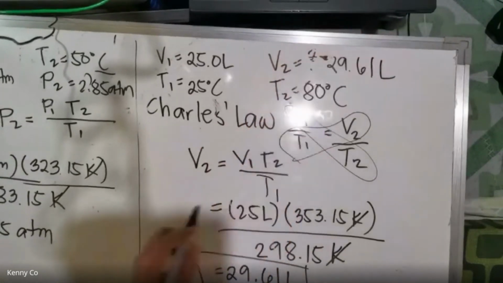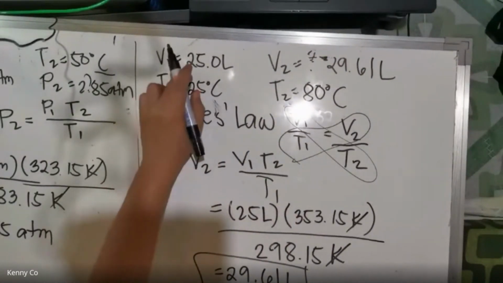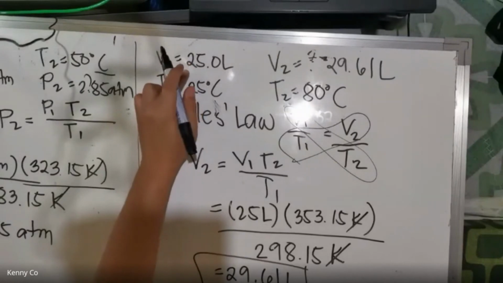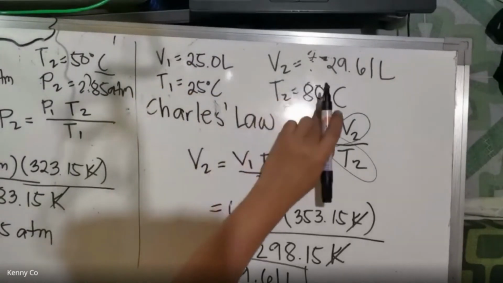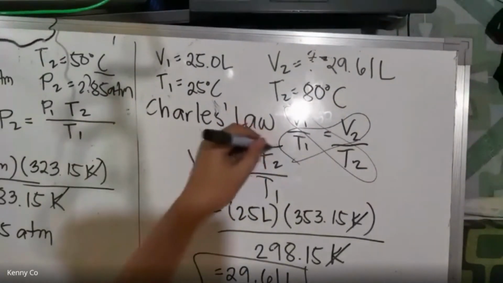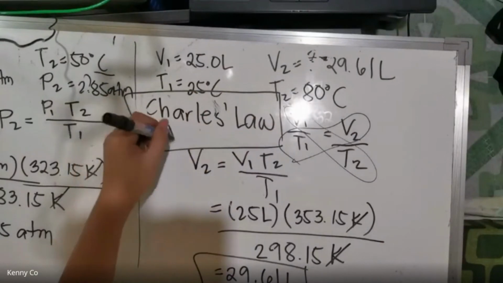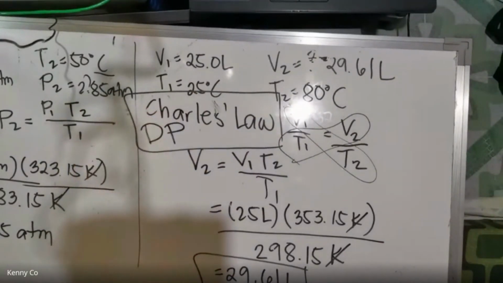Nung tumaas ang temperature natin from 25, 25 liters siya nun, nung tumaas siya to 80 degrees Celsius, ang nangyari sa volume natin ay tumaas din. So, therefore, Charles' law, ang kanyang relationship ay, yes, directly proportional.